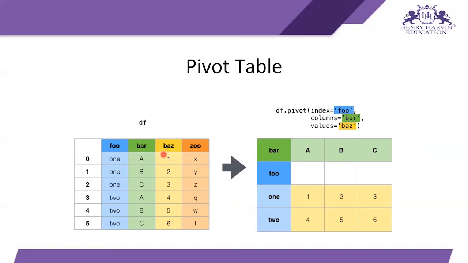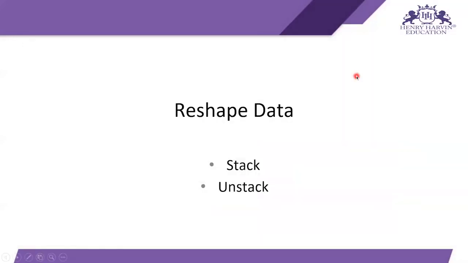So a pivot table is just like slicing: you take some columns and make a new data frame or data set from the existing data set or data frame. Next comes reshaping data. When you are going to reshape your data, there are two ways: the stack function and the unstack function. Using these two functions in the pandas library in Python, you can reshape your data set. Let's see the difference between stack and unstack.